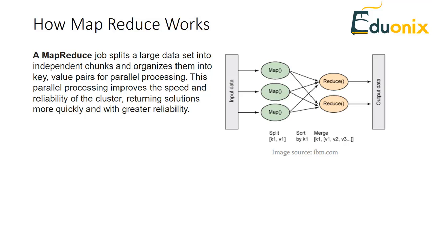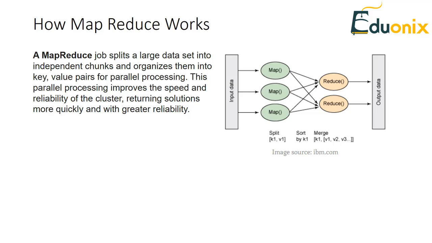Let's now look at how MapReduce works. A MapReduce job usually splits the input dataset into independent chunks, which are processed by the map tasks in a completely parallel manner. The framework sorts the outputs of the maps, which are then input to the reduce tasks. Typically, both the input and the output of the job are stored in a file system. The framework takes care of scheduling tasks, monitoring them, and re-executes the failed tasks.